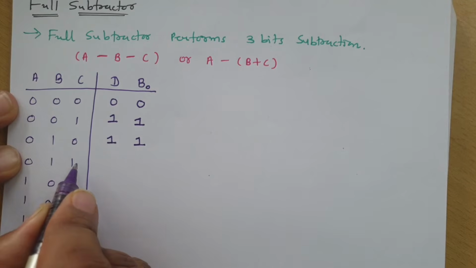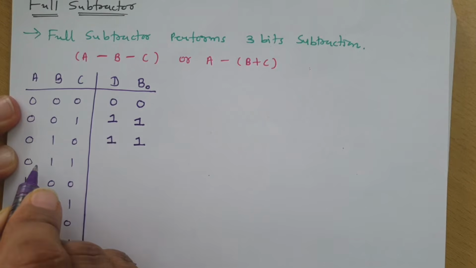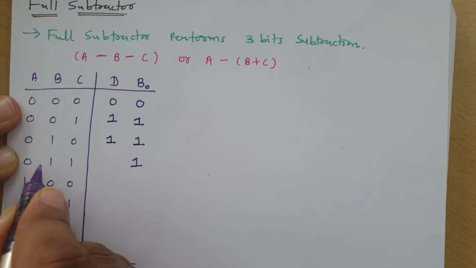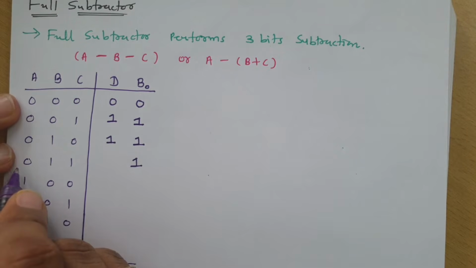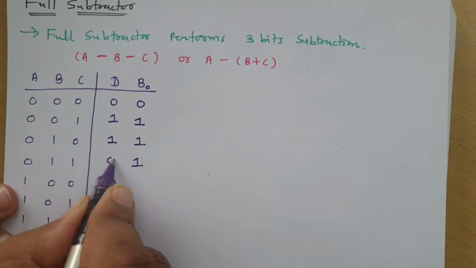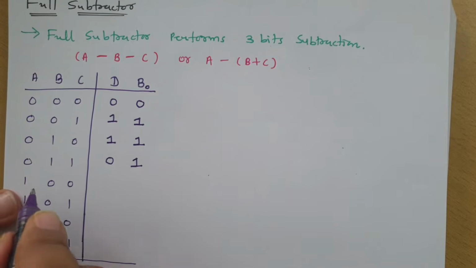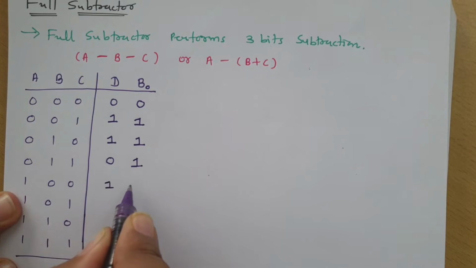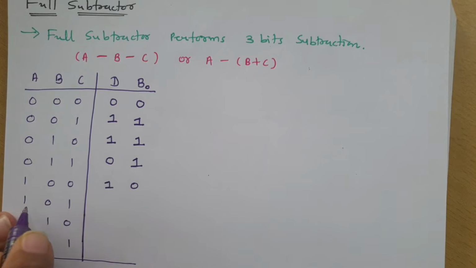So 0 minus 2 that we need to do. 0 minus 2 cannot be done, so borrow is equal to 1. And as the borrow with base 2 is 2, 2 minus 2 will be 0. So here the difference will be 0. Now 1 minus 0 minus 0, so that has difference 1 and borrow 0.